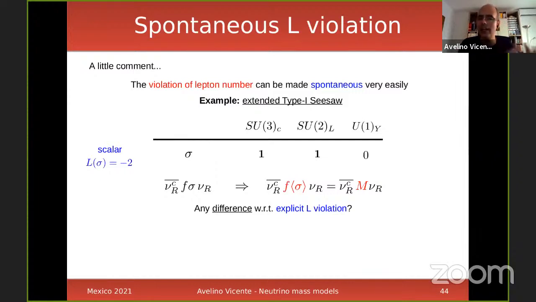So you can start with a Lagrangian that conserves lepton number, then some scalar that has lepton number gets a VEV, then you break the lepton number symmetry, and then you have Majorana neutrino masses spontaneously. And basically, it works essentially as we have discussed already. There are very few differences. There is only one that I will mention later.